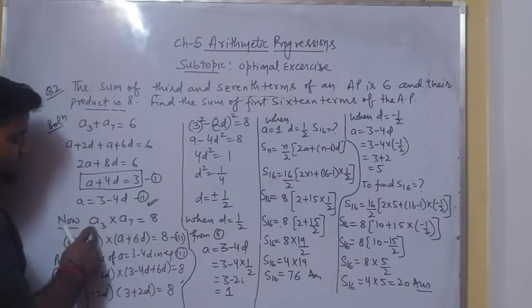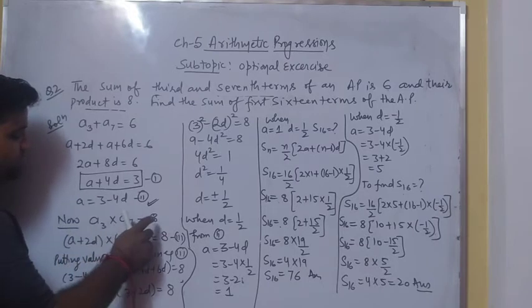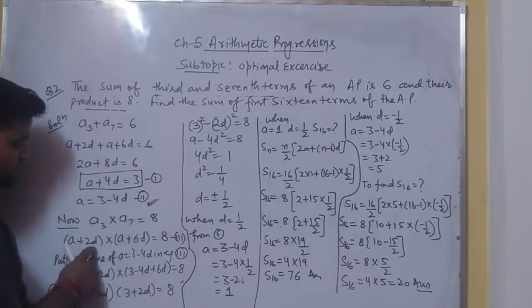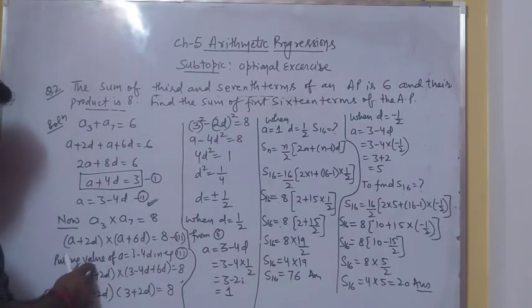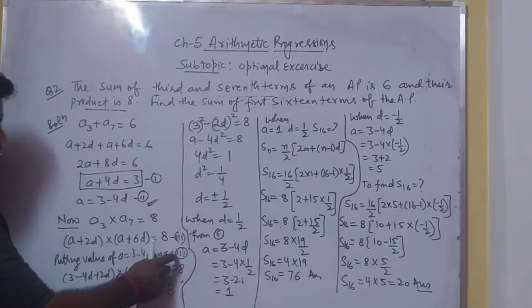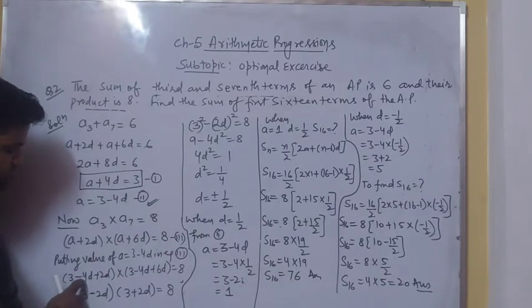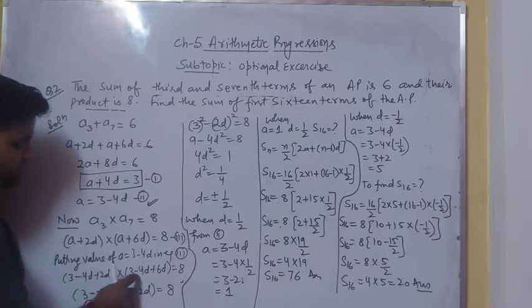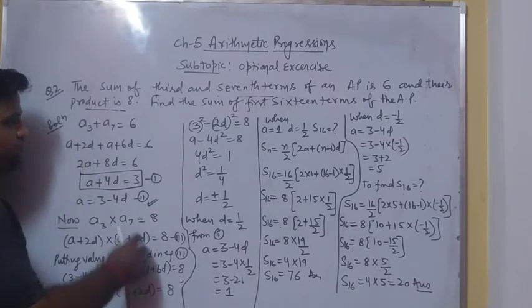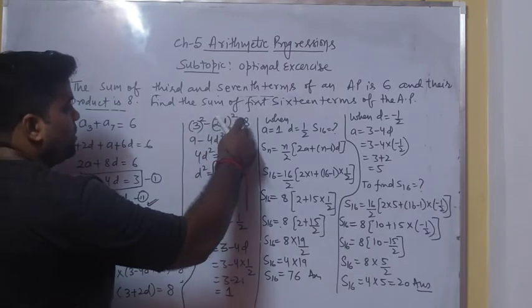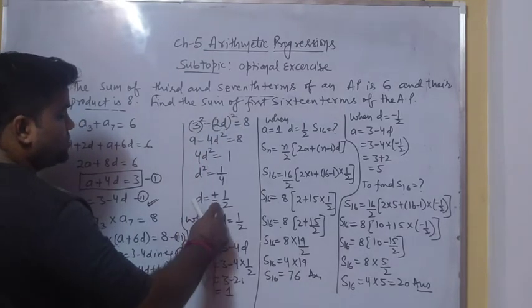Now in the question it is given that the product of the third term and seventh term is equal to 8. So we get A plus 2D multiplied by A plus 6D is equal to 8, and we consider it as equation number third. Putting the value of A equal to 3 minus 4D in equation number third, we get 3 minus 4D plus 2D multiplied by 3 minus 4D plus 6D equal to 8. On solving, we get 3 minus 2D multiplied by 3 plus 2D equal to 8. Here we get the formation of A minus B multiplied by A plus B, which is equal to A square minus B square. So we can write 3 square minus 2D square equal to 8. On solving, we get the value of D equal to plus minus 1 by 2.